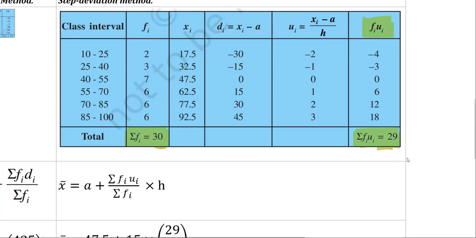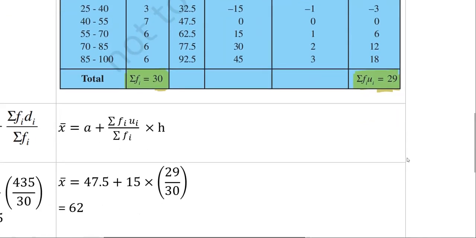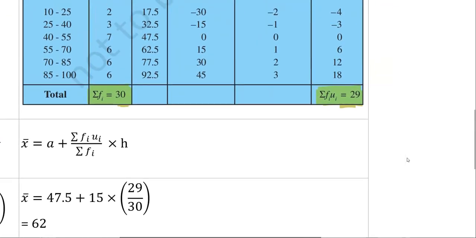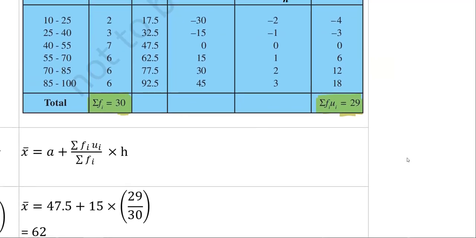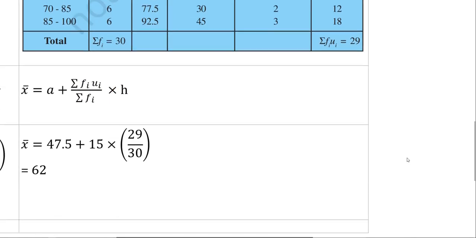Now, once we're done with this, next we'll be applying the formula for calculating the mean. The formula here will change. Now, what is different here? It is the same as in the previous method of assumed mean, where x bar is the mean, a is the assumed mean, sigma fi ui is taken from here, and that divided by sigma fi, which is 30 in all 3 cases that we have done. What is different here is that we'll be multiplying with h, that is the class size, with these values.